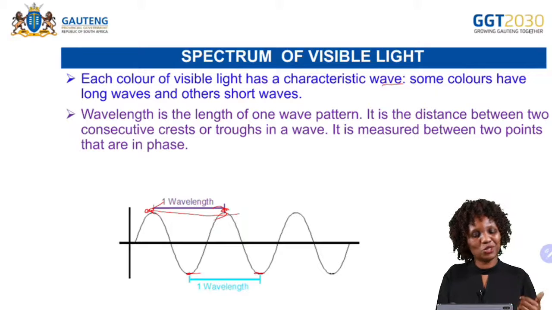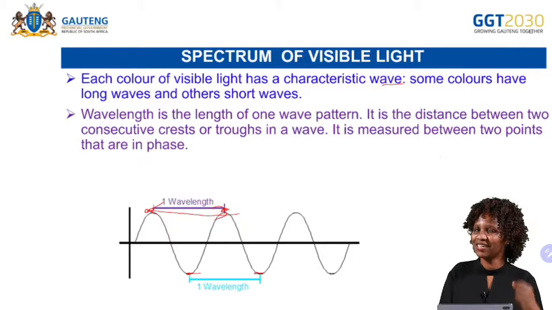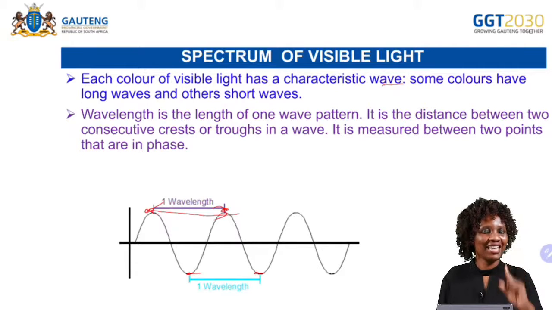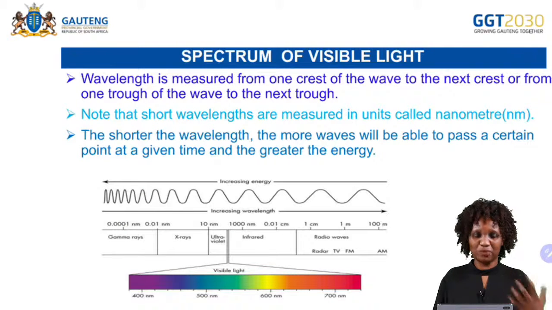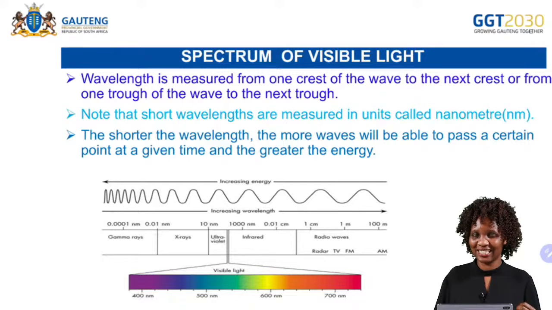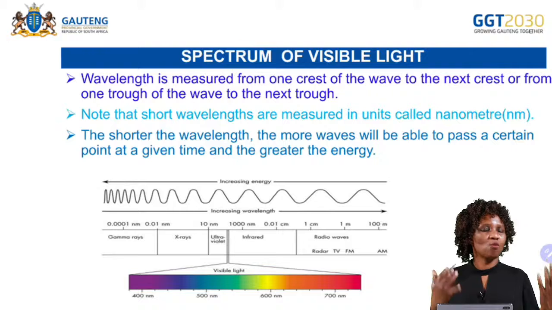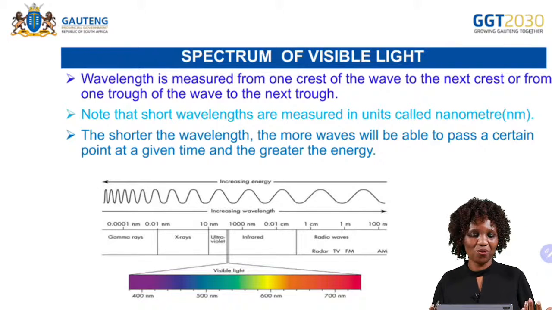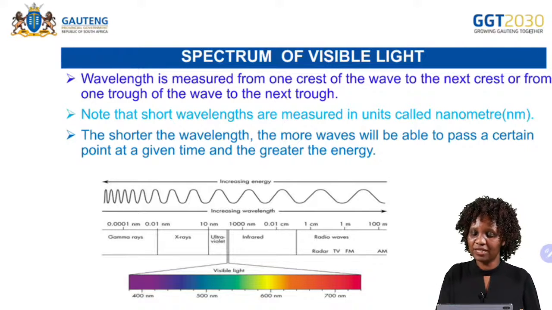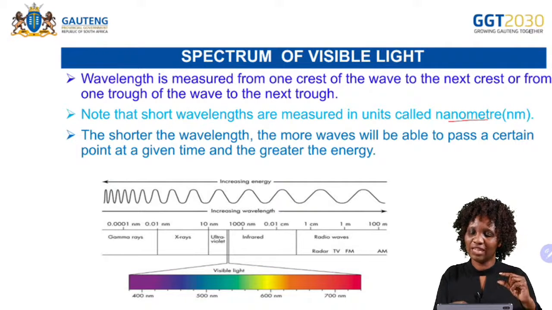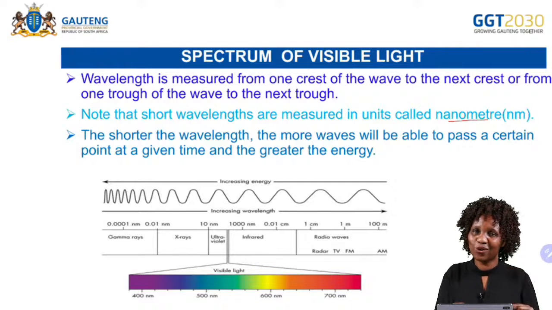It is the distance between consecutive crests or troughs in a wave. It is measured between 2 points that are in phase. Wavelength is measured from one crest of the wave to the next crest of the wave, or even from one trough to the next trough. Please note that short wavelengths are measured in units called what? Nanometers. They are very small. They are measured in nanometers.